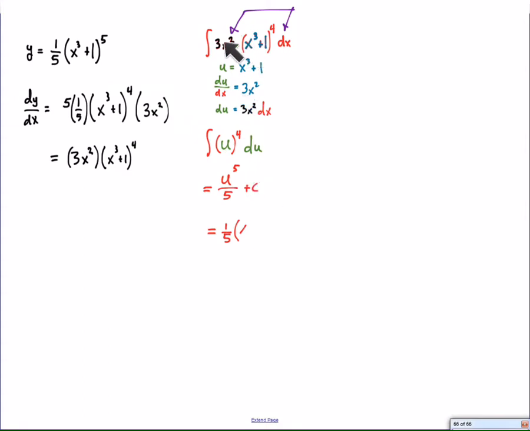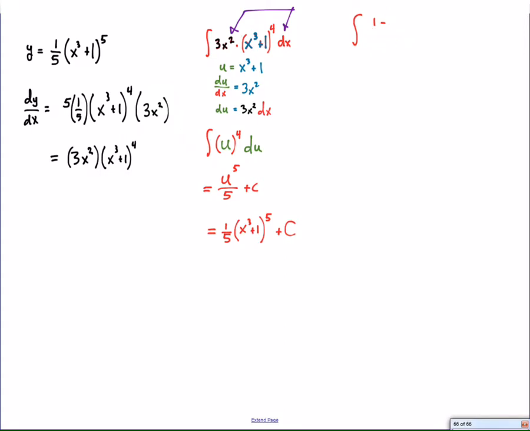But I was not given a function in terms of u. I have to replace it back where I started from. So I said u is the same as x cubed plus 1. So instead of u to the 5th over 5 plus c, I write 1/5, and then I write (x cubed plus 1) to the 5th plus c.